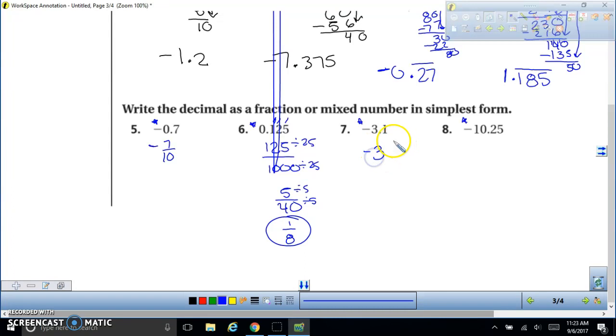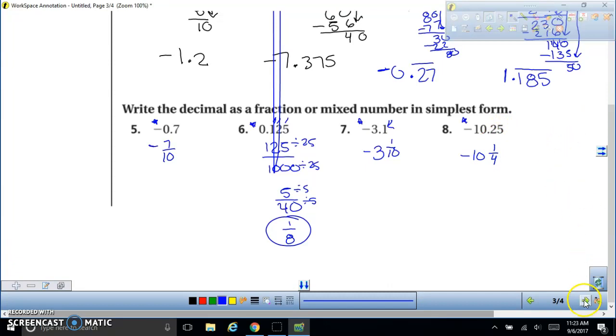Okay, negative 3 and 1/10, because this is in the tenths. Done. Can't reduce it anymore. Negative 0.25, and I already memorized this, so you should probably do that too. A quarter, 0.25, is 1/4, and we're done.